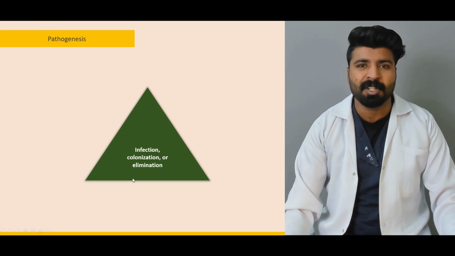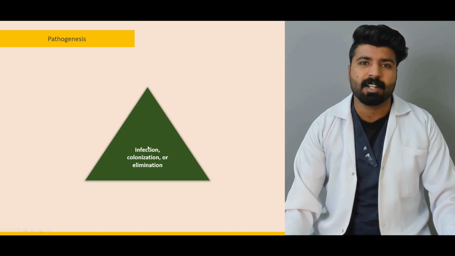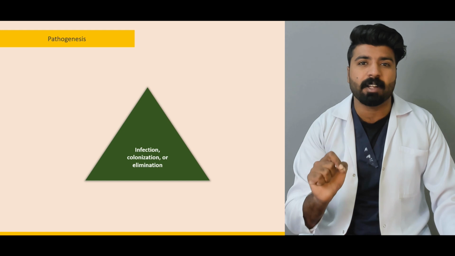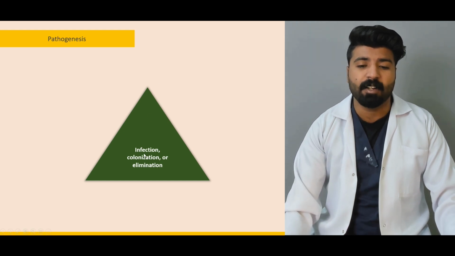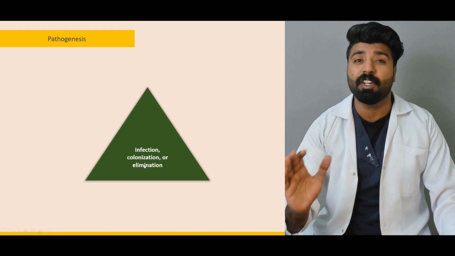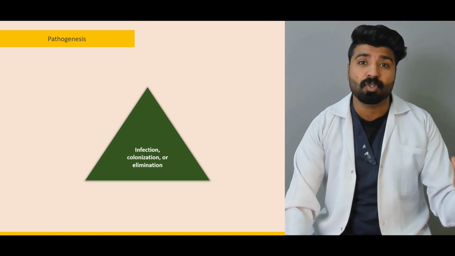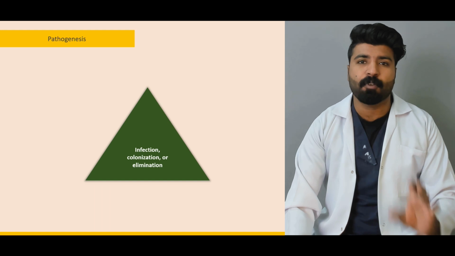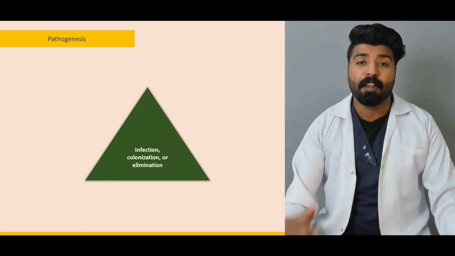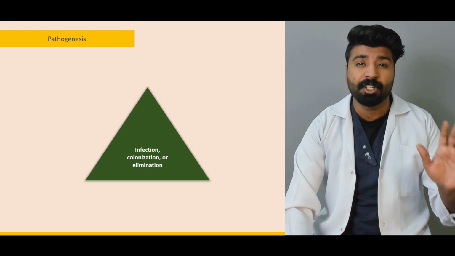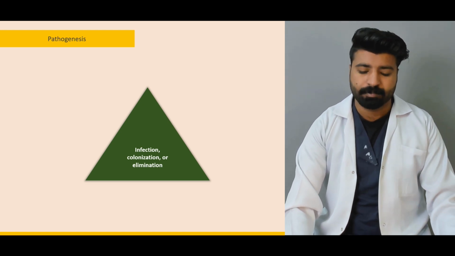The patient doesn't even develop symptoms. On the other hand, there are certain types of infections like E. coli, for example, which gets to your bladder, then your ureters, then your kidney and causes pyelonephritis. That's going to be symptomatic. It's going to infect the patient, and then it's going to colonize. Elimination happens either when the pathogen is too weak or the immunity is too strong. On the other hand, if the pathogen is too strong and the immunity is too weak, it's going to colonize.